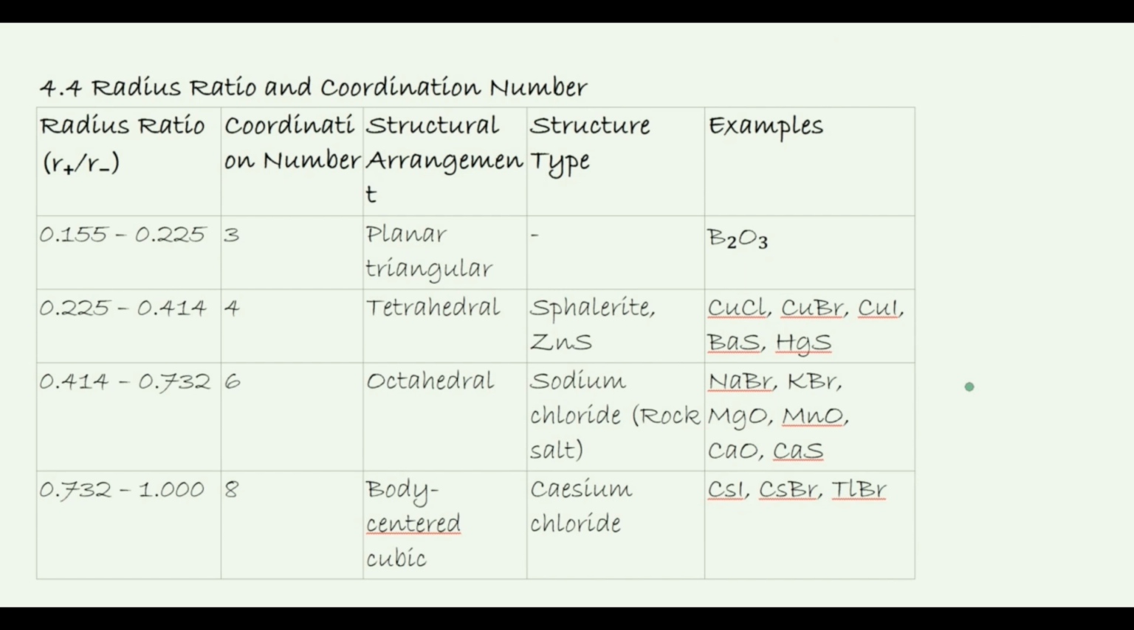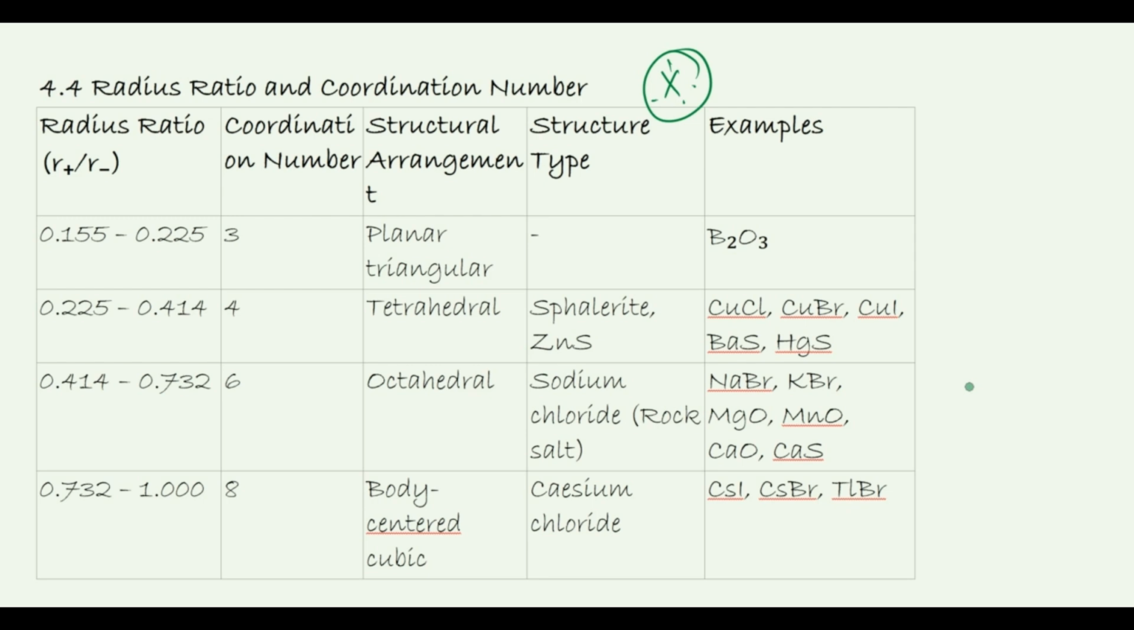Radius ratio and coordination number. Just to understand or memorize this table, I just put each of these memorizable parts in a table so that you can easily understand this and memorize this. Radius ratio from 0.155 to 0.225, the coordination number is 3, which follows planar triangular, and the example is B2O3. These are the most asked examples.